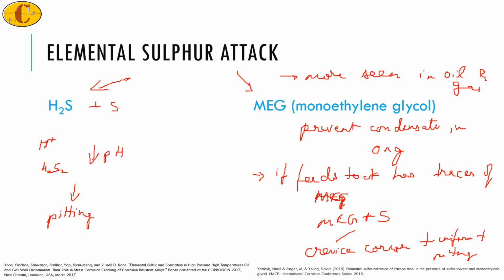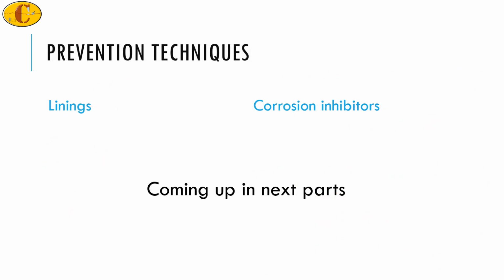So the sulfur attack which is seen in normal cases can be increased because of other impurities as well. Techniques from the oil and gas industry could be applicable in this case also if the attack is severe. The two main techniques are linings and corrosion inhibitors. I will talk about these two in the upcoming parts of this series.